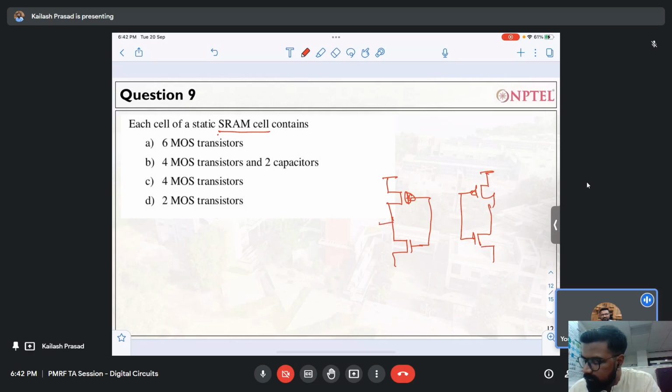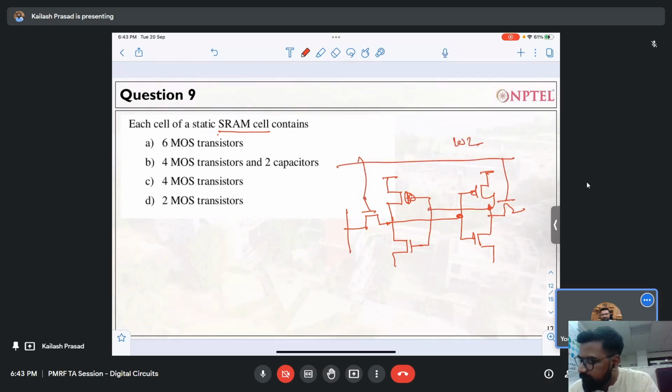Again, you have two more transistors, connected to this node and this node, and here again you have one more transistor. You call this WL. And here it will be ground. You call these BL and BLB, bit line and bit line bar, and this is the word line, similar to the dynamic random access memory, right?